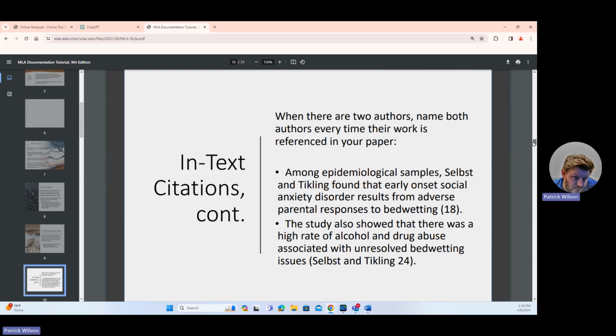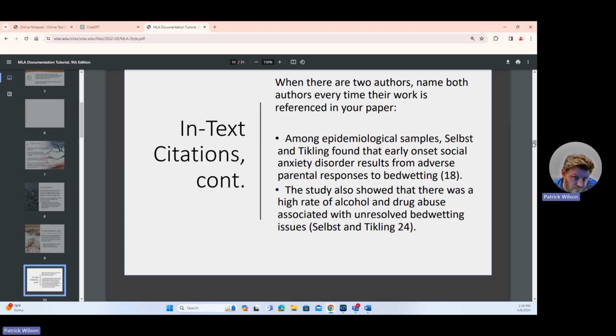When there are 2 authors, name both authors every time that your work is referenced in your paper. As shown here, this person uses the 2 authors leading in, using them as the signal phrase, and they have the page number at the end. Here, they don't mention the 2 authors at first. They have them at the end with the actual parenthetical citation. I would suggest that you interchange both of these methods, so you're not using the same method over and over again and getting dull with it.